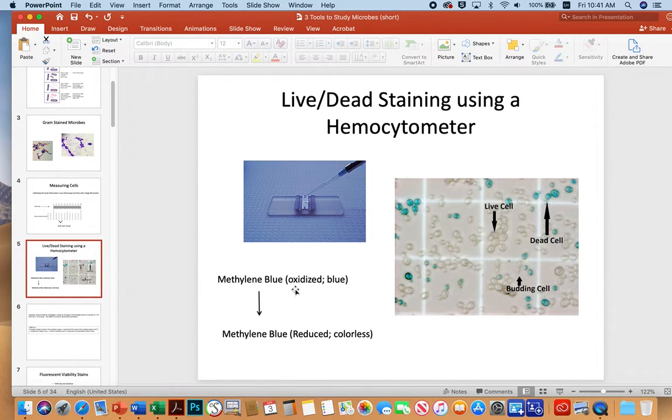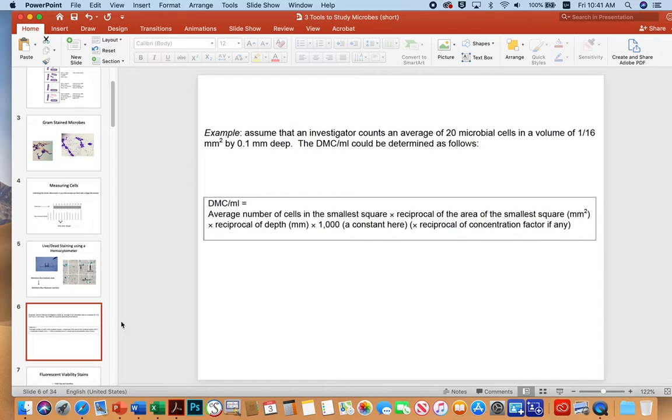And so methylene blue in its oxidized state is blue, but methylene blue in its reduced state is colorless. So if you collect some yeast cells from juice or a pure culture and then treat them with methylene blue, the live cells will take in the dye and reduce it to a colorless form. The dead cells, however, the methylene blue will just stay oxidized. And so again, you can count the number of bacteria or yeasts in each small square on the grid and then take an average of that and use this formula here to calculate direct microbial count per mil.